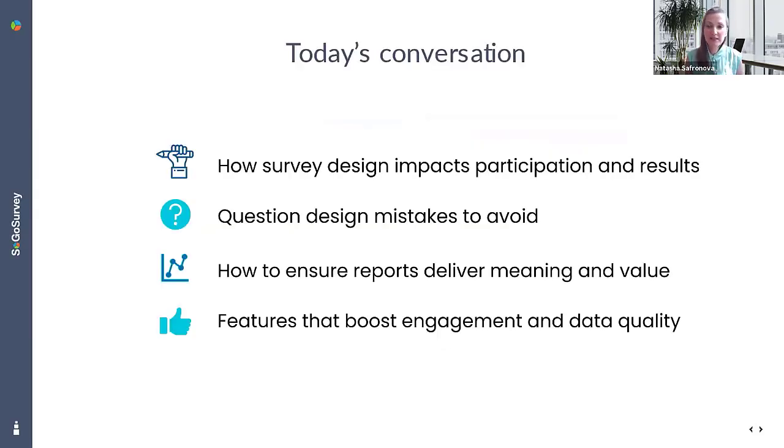All right, so today's conversation, really quick. This is what we're going to go over today. How survey design impacts participation and results. Some question design mistakes you want to avoid and how to do that. How to ensure that your reports deliver meaning and value. And finally, features that boost engagement and data quality in your surveys.